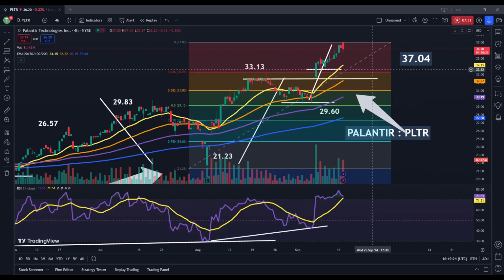So here's the current stock market update for Palantir Technologies Incorporated, stock ticker PLTR.